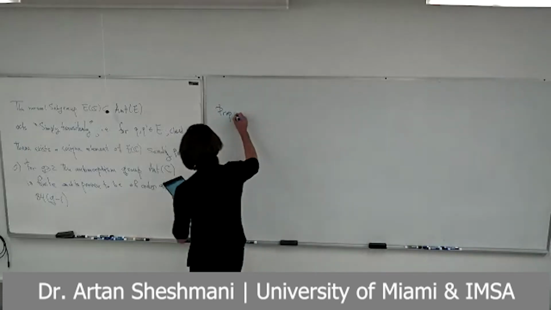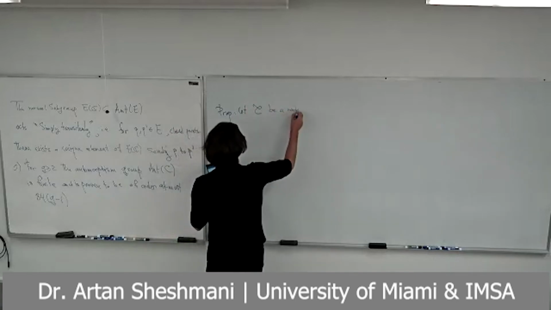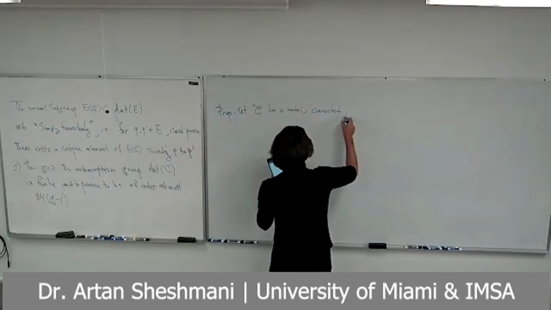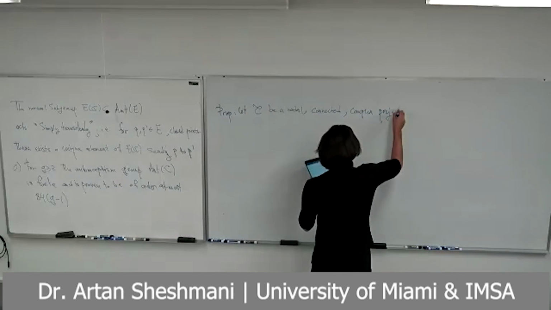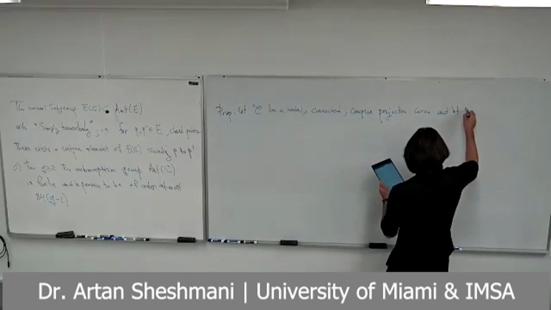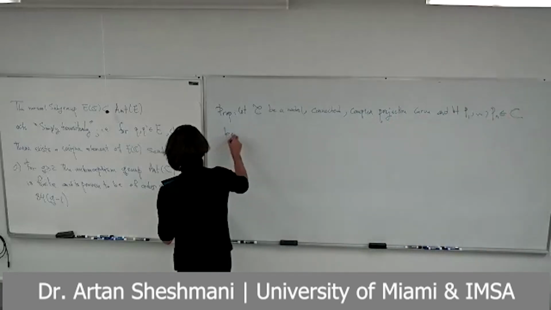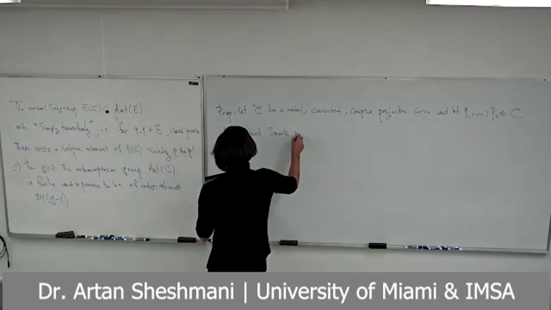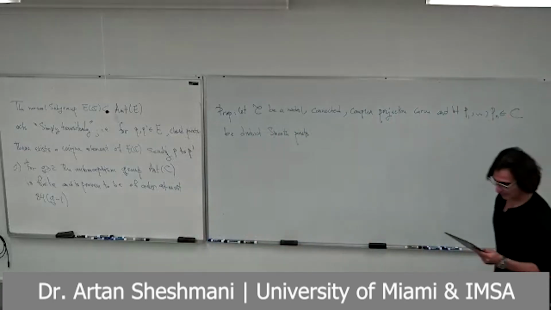Okay. Let C be a nodal connected complex projective curve, and let P1 to Pn in C be distinct smooth points. So later these will be our markings on the Riemann surface.